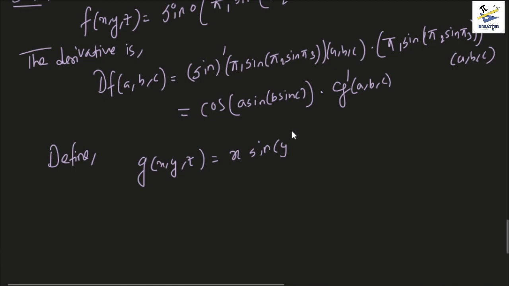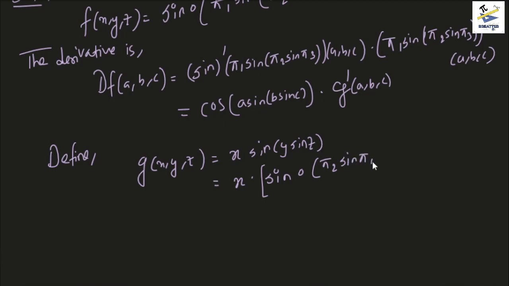Sine of y sine z, right? Now this is basically x multiplied by sine of, we can write it like this, sine of pi 2 sine pi 1, and this could be written at the point A comma B comma C, like that.